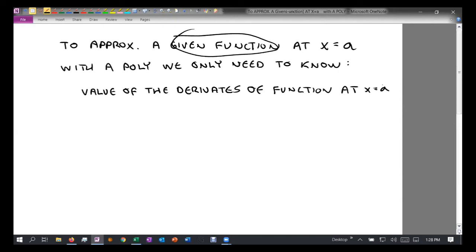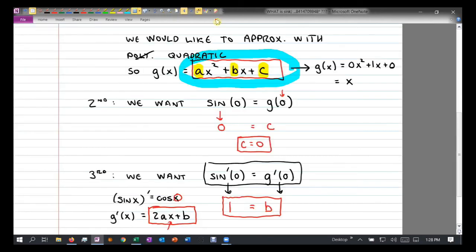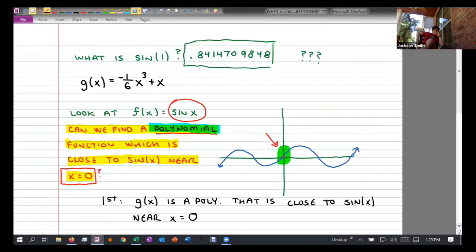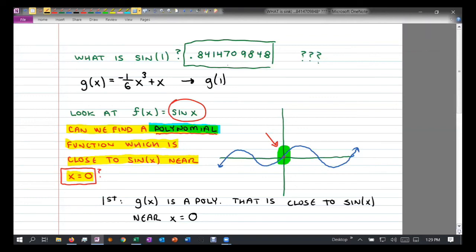So let's go back to sine of 1. Right, remember the sine of 1. So what did we say was our cubic approximation? It was -1/6 x cubed plus x, right? So on your calculator, I want you to plug in 1 into this.